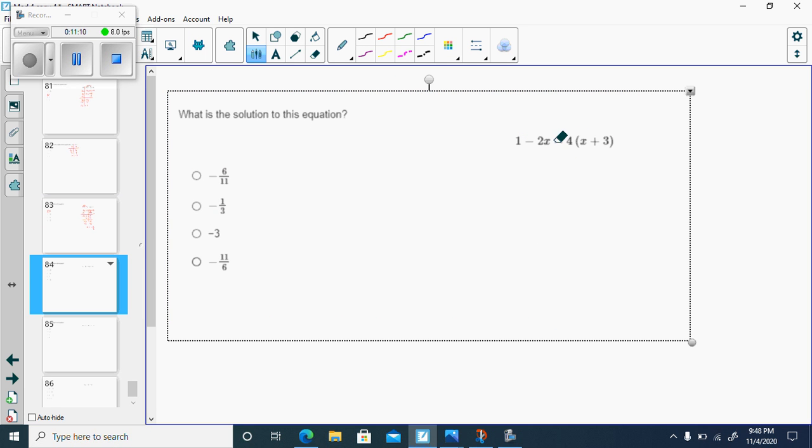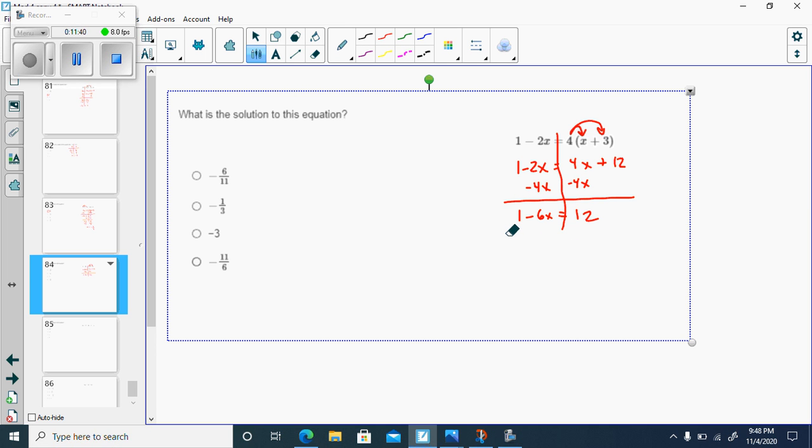What's the solution here? Okay, well, this is as simple as it gets, so I need to use distributive property here. 1 minus 2x is equal to 4 times x, which is 4x, plus 4 times 3, which is 12. Get the x's on one side, the numbers on the other. Here I've got a positive 4x. The opposite of that is a negative 4x. This would give me 1 minus 6x is equal to 12.